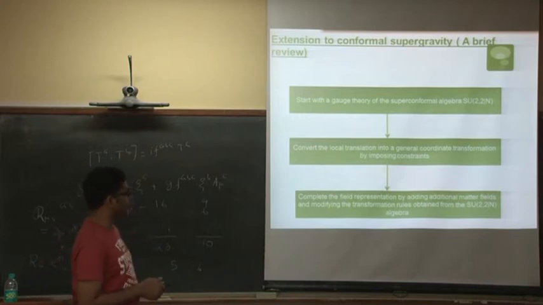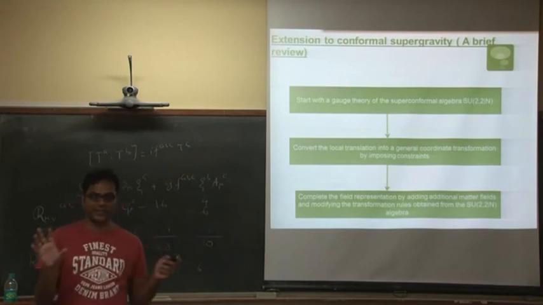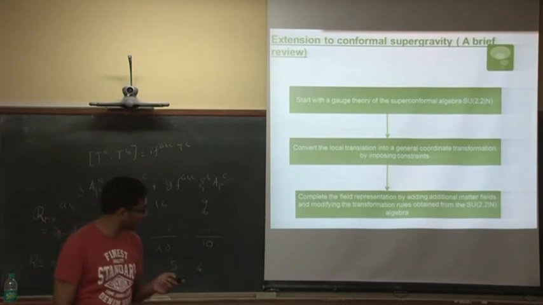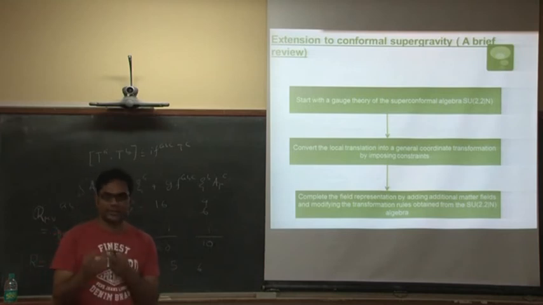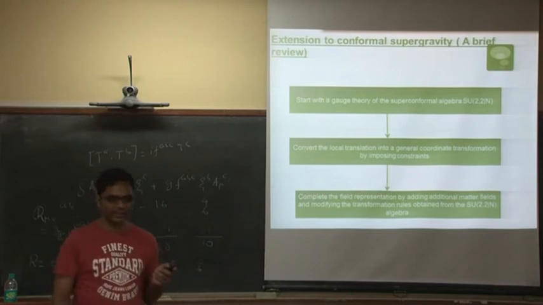Okay. So you have to add extra fields to your theory so that you have the right number of degrees of freedom. The bosonic and fermionic degrees of freedom should match. So we will see this. Of course this is a complicated procedure. You have to add a number of fields, you have to modify your constraint, you have to modify your transformation rules, and in the end you get everything. This is a complicated procedure.